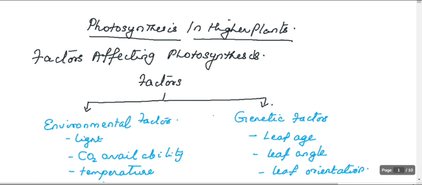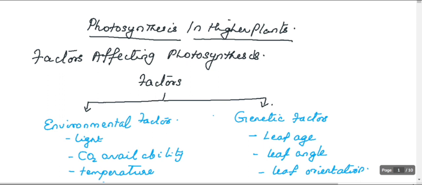So, how are tropical plants adapted to avoid the C2 cycle? That is explained by the C4 cycle. Up to this we learned. So, now we are going to learn the last part of this lesson, that is factors affecting photosynthesis.